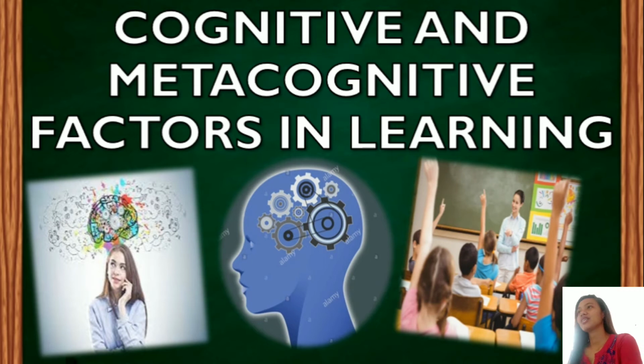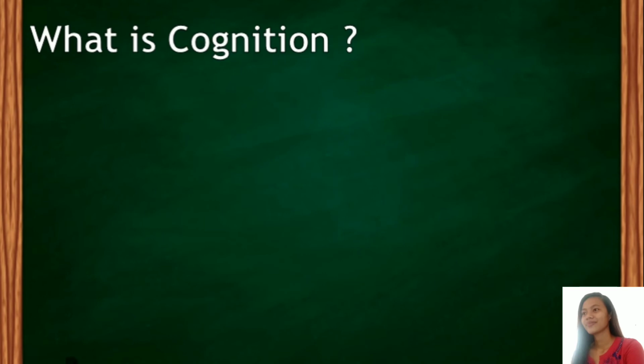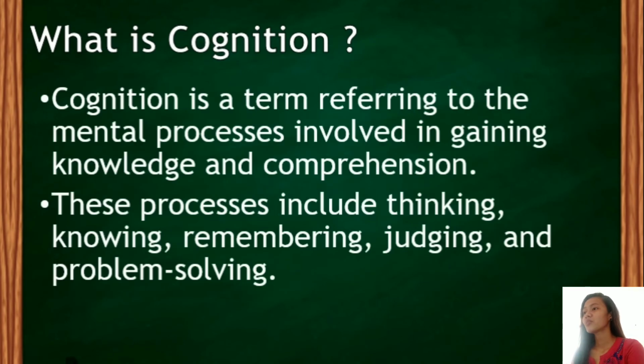So before we proceed to the factors in learning, allow me to define what is cognitive and metacognitive. So first, what is cognition? Okay, cognition is a term referring to the mental processes involved in gaining knowledge and comprehension.